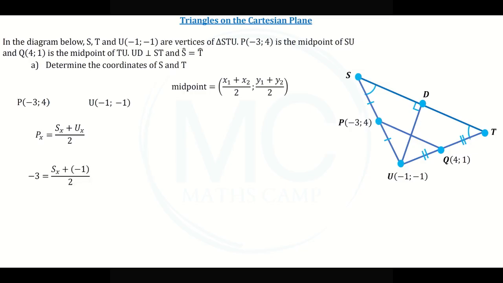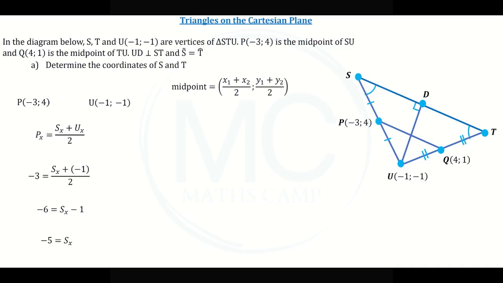And now we can solve for SX. Let's multiply both sides by 2, and we get -6 is equal to SX minus 1. Now we can add 1 to both sides, and we get -5 is equal to SX. This is the X coordinate of point S. Now let's find the Y coordinate.